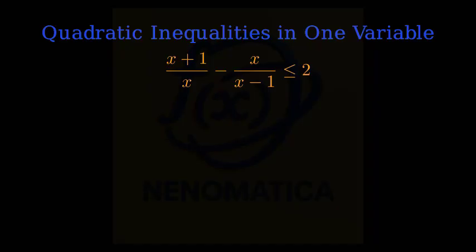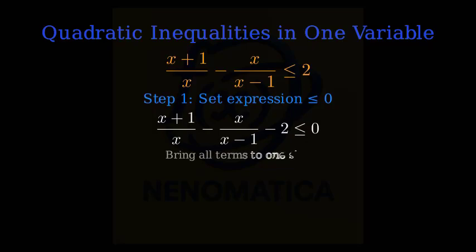In this lesson, we will solve a quadratic inequality in one variable using a clean, reliable sign analysis. The problem is the fraction (x plus 1) over x minus x over (x minus 1) is less than or equal to 2. Step 1. Move everything to the left side, so the inequality is less than or equal to 0. Subtract 2 from both sides.